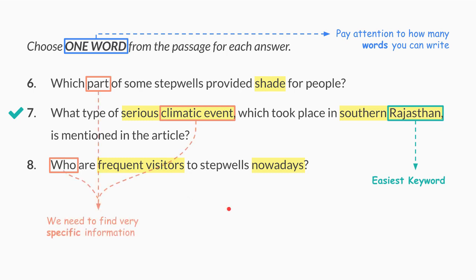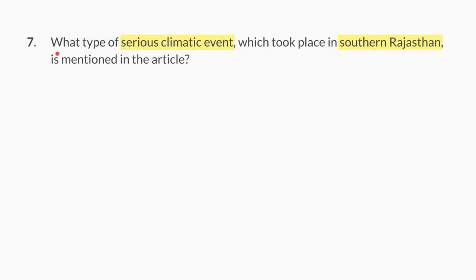So once you have identified the keywords and once you have identified the specific information that you need to look for in each one of these questions, then you can go ahead and start by answering the easy questions first. So in this case, we're going to start off by answering number 7. So here we go. So question number 7 is, what type of serious climatic event which took place in southern Rajasthan is mentioned in the article?